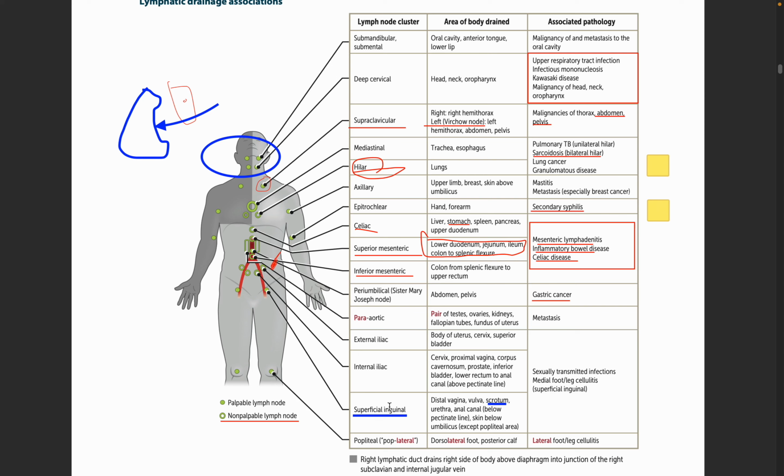I will surely give you that kind of scenario, but I want you to see this blue line. The testes are drained by para-aortic nodes, but the scrotum is drained by the superficial inguinal lymph nodes. The covering around the testes is drained by the superficial inguinal lymph nodes. Keep this in mind. They will confuse you and puzzle you with this. The pair of testes are drained by para-aortic lymph nodes, but the skin around the testes, which is actually the scrotum, the pouch of the testes, is drained by this.